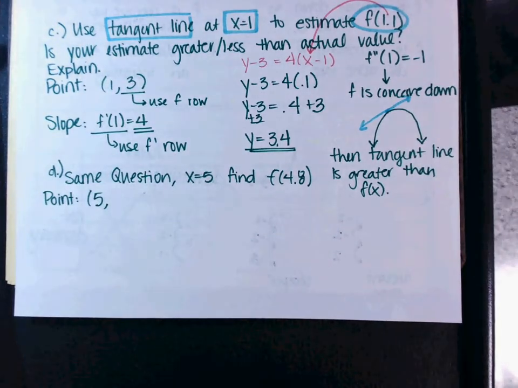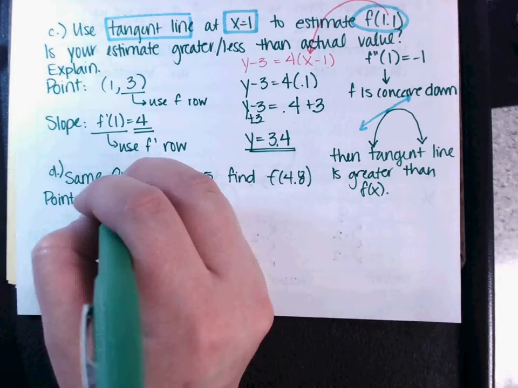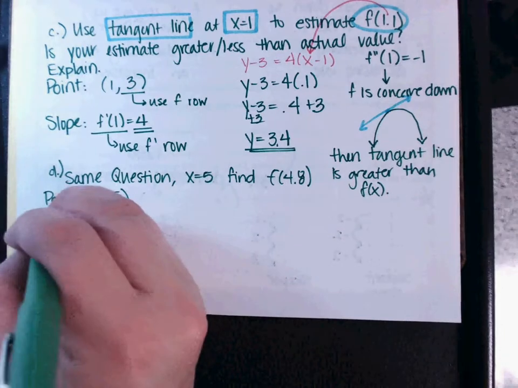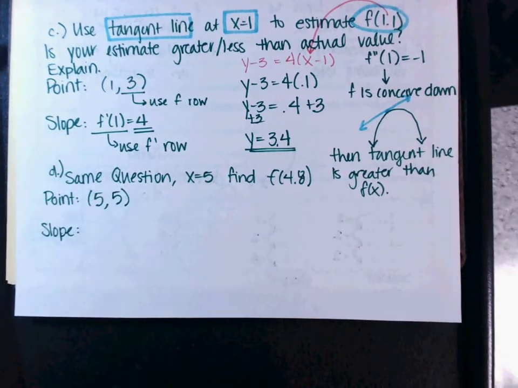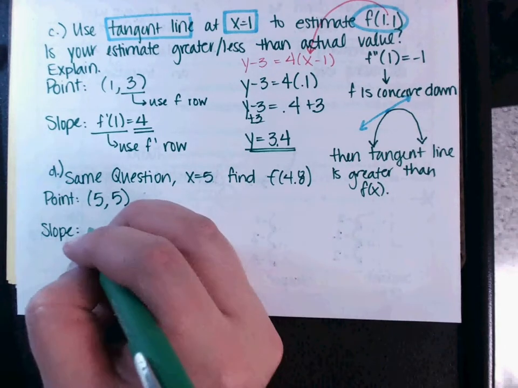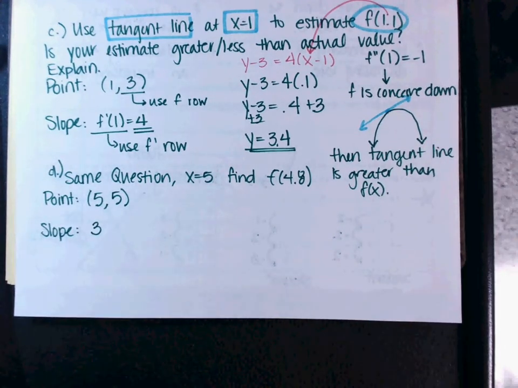How do I find the other half of the point for 5? Which row? F. Look in your table. At x equals 5, what is f of x? Also 5. Next, I want my slope. At 5, what is the value of the slope, or f prime? 3. Write the equation of your tangent line, then plug in 4.8.